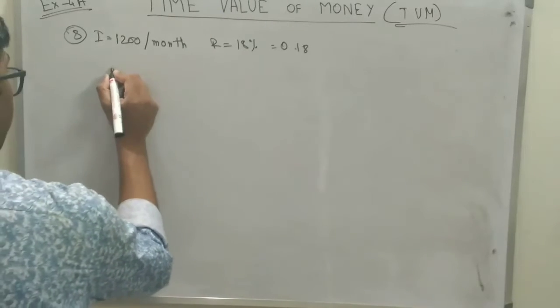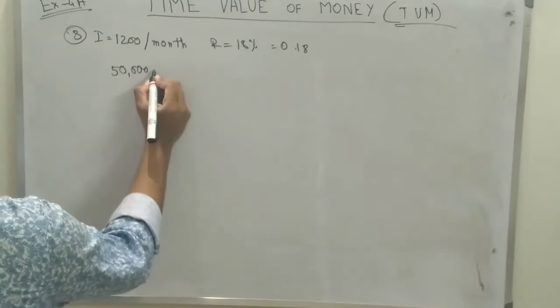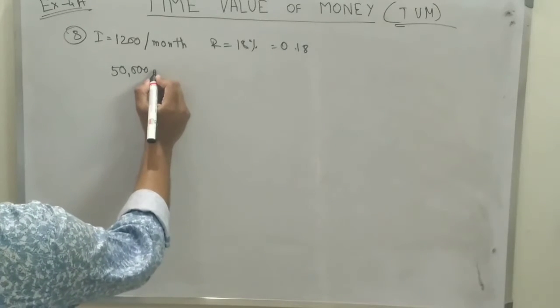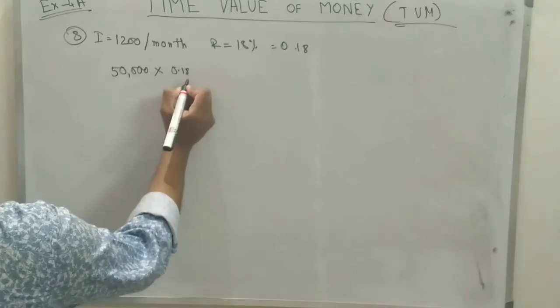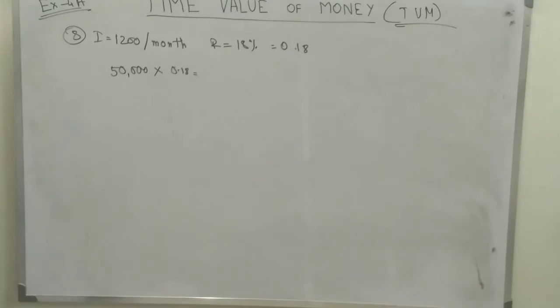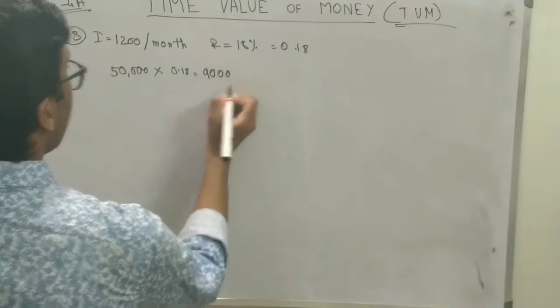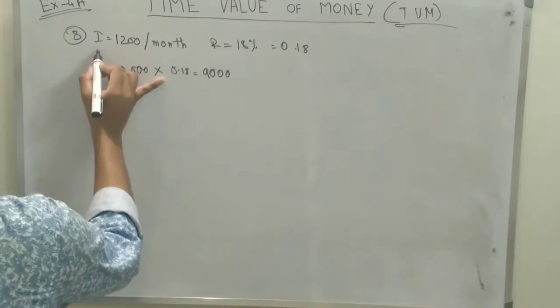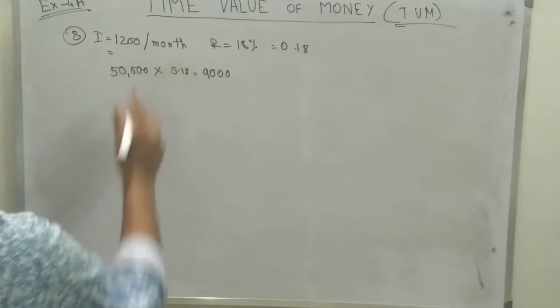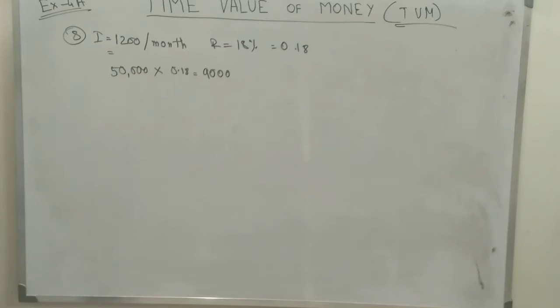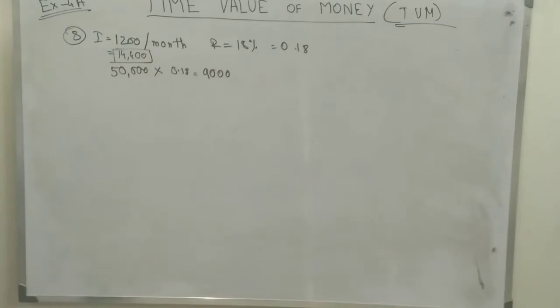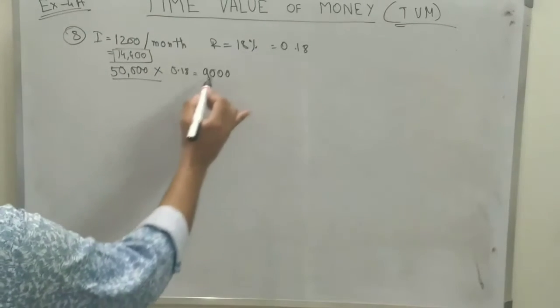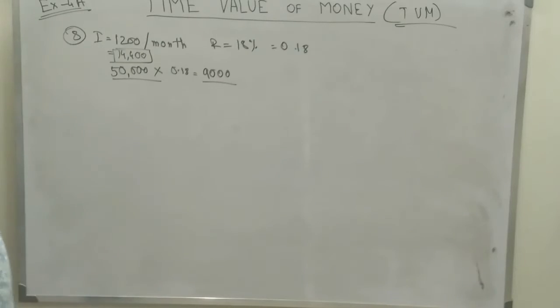See, option A is given as 50,000. Now if we calculate 50,000 into 0.18, it is 9,000. Now first of all calculate what is the per annum interest. It is 1200 into 12, which is 14,400. This is the interest amount. Whereas if you take the principal as 50,000, it is coming just 9,000. It will not be the answer then.